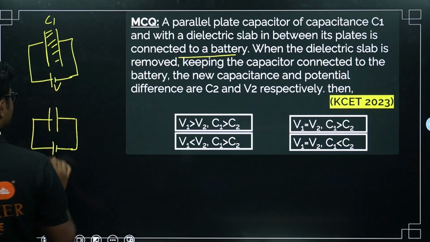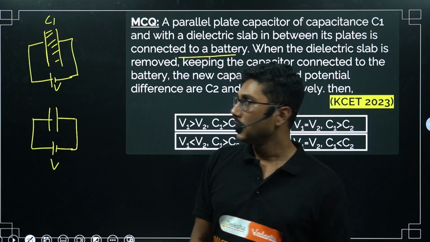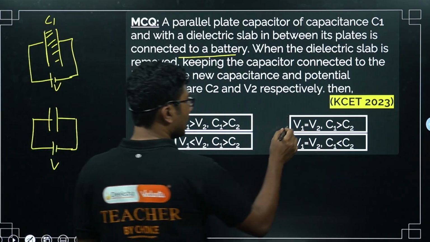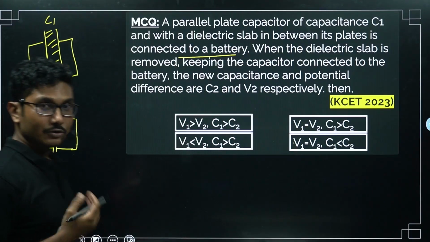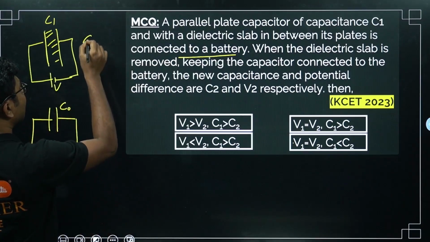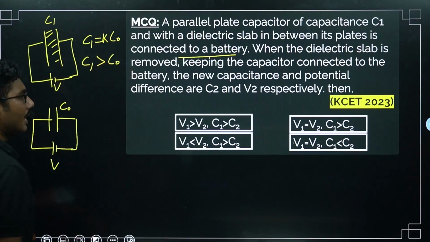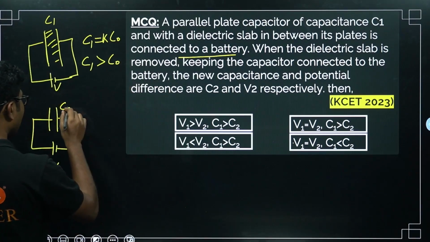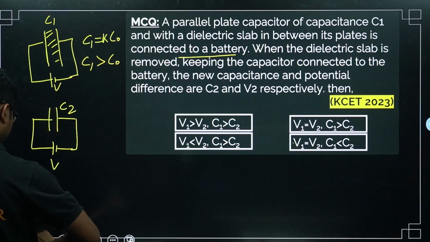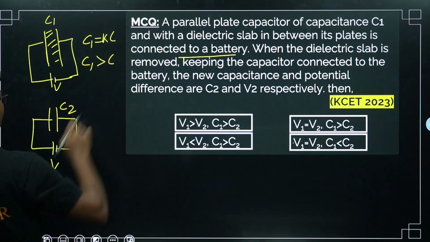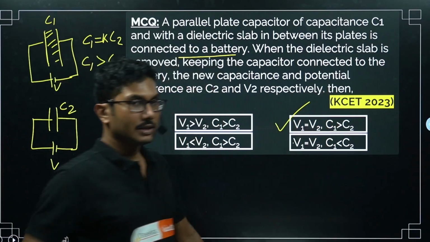Now if you remember, the battery is connected, so the potential difference across the capacitor will remain constant. Potential difference only depends on the battery. So the potential difference will remain constant, and either this option or this option is correct. Now suppose the capacitance is C naught when there is nothing, only vacuum. We know that capacitance with a dielectric is K times C naught, so C1 is definitely greater than C naught. Here they have called it C2. We know that C2 is obviously less than C1. So C1 is greater than C2, and the correct answer is this. This is a previous year question paper.